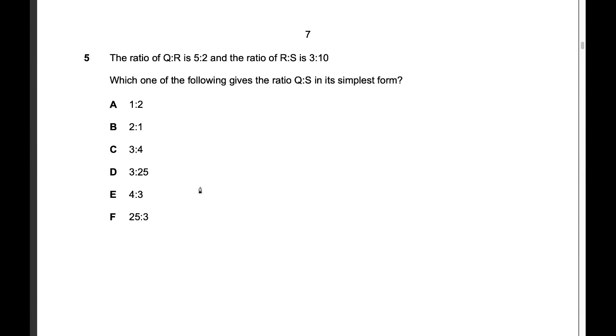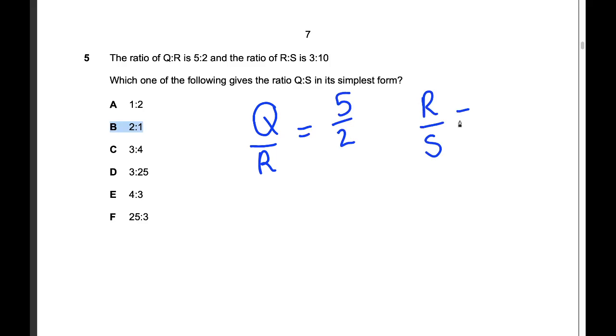Okay, moving on. The ratio of Q to R is 5 to 2. The ratio of R to S is 3 to 10. Which one of the following gives the ratio of Q to S in its simplest form? Whenever I get a ratio question like this, I prefer to write it as a fraction. So Q over R is equal to 5 over 2. And R to S we can likewise write as R over S is equal to 3 over 10.